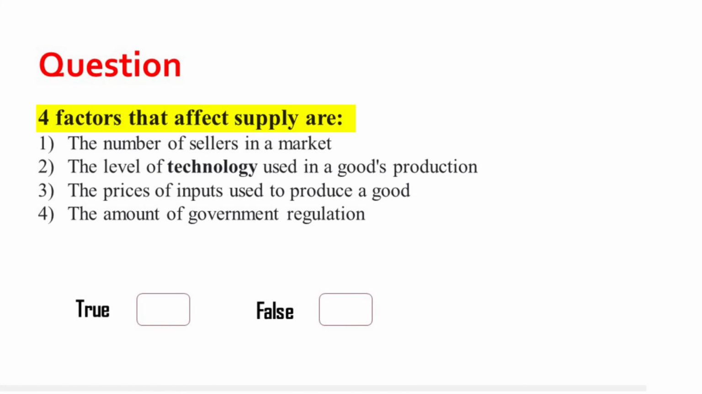Question. 4 factors that affect supply are: 1. The number of sellers in the market. 2. The level of technology used in a good's production. 3. The prices of inputs used to produce a good. And 4. The amount of government regulation. True or false?